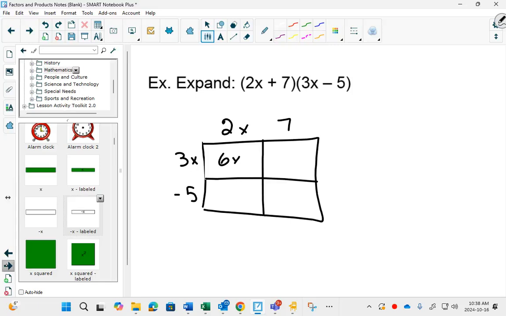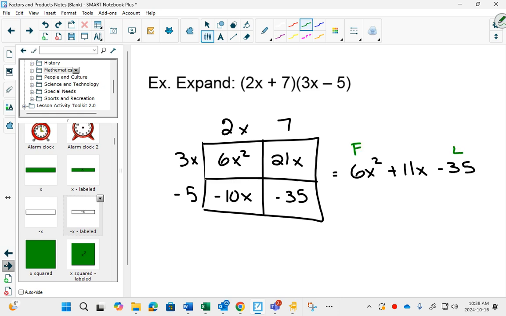What's 3x times 2x? That's 6x squared. What's 3x times 7? 21x. What's 2x times minus 5? Negative 10x. And minus 5 times 7? Negative 35. So it equals 6x squared. 21 minus 10 will be plus 11x minus 35. And with FOIL, this would have been your first ones. This is your last ones. Check. Do your first ones make that? Do your last ones make that? And your outside and inside got combined to give you 11.